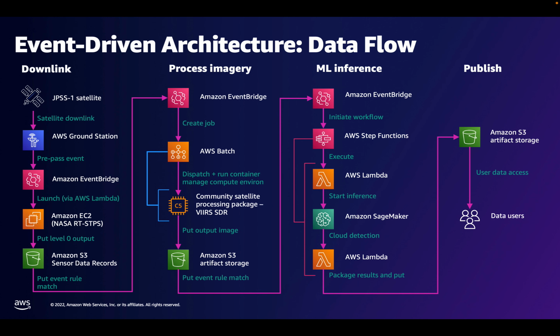So once the sensor data records process, there's a put event rule that gets matched in that Amazon S3 bucket, and that triggers Amazon EventBridge to create the batch job that you see next in the second column. And what that does is actually spawn that container, and that container is that EC2 instance we talked about with Docker and with the installation of the binaries, the creation of the EBS volume and attachment of that to that container, and then the processing with Veer's SDR.